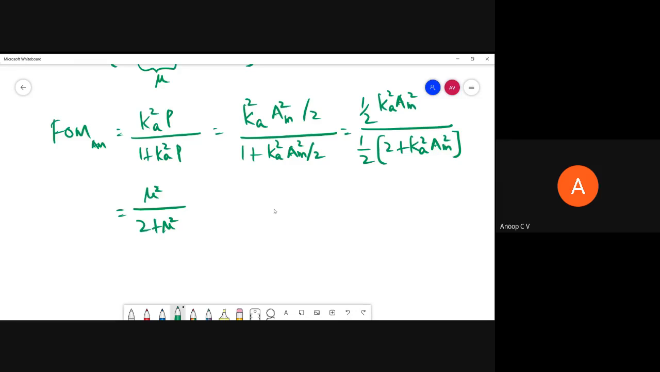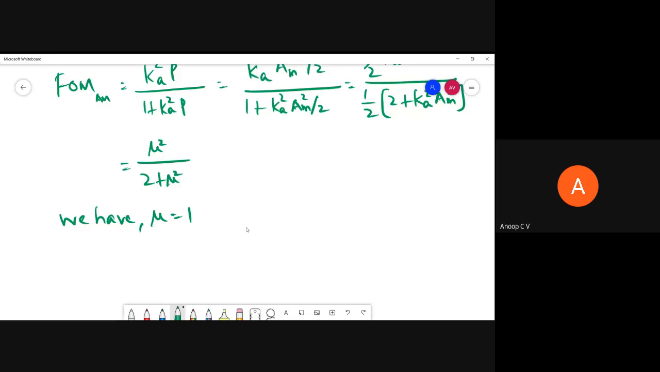Now what we have is mu is equal to 1. If you substitute mu equal to 1 in this, what will we get? We will get the FOM of AM when mu equals 1 as 1 by 2 plus 1, that is equal to 1 by 3. So we are getting 1 by 3.